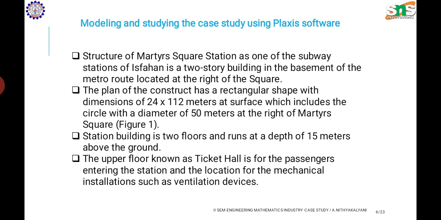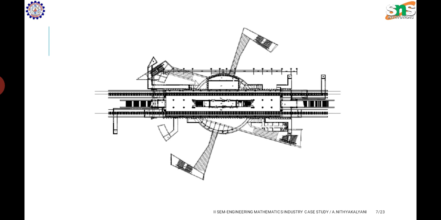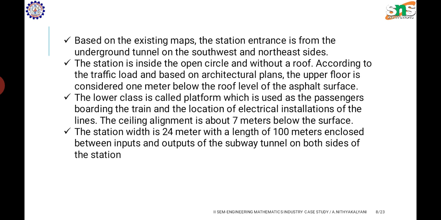This figure shows the dimension of the tunnel. Based on the existing maps, the station entrance is from the underground tunnel on the southwest and the northeast sides. The station is inside the open circle and without a roof. According to the traffic load and based on the architectural plans, the upper floor is considered 1 meter below the roof level of the surface.